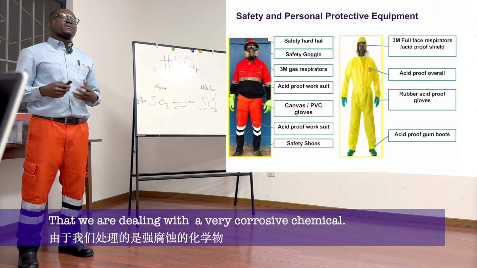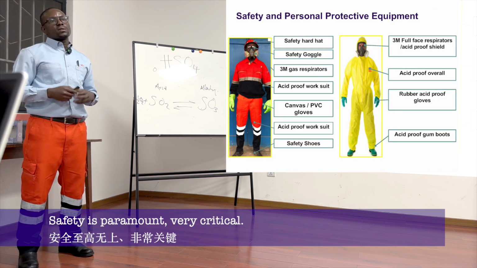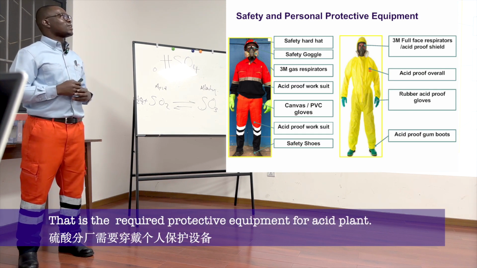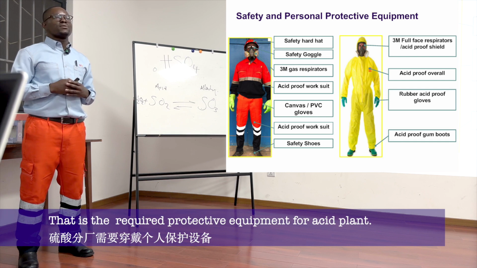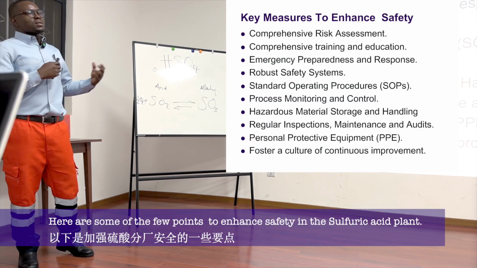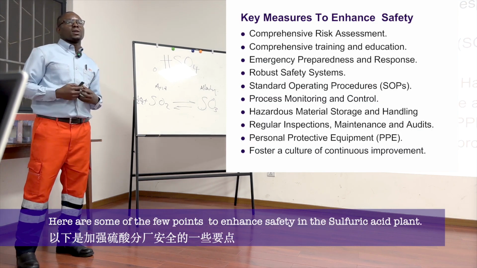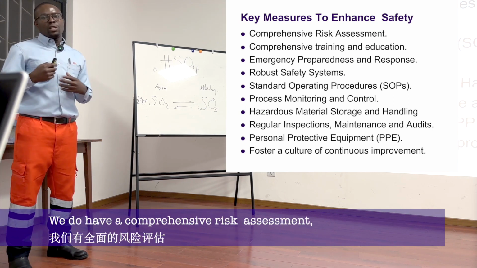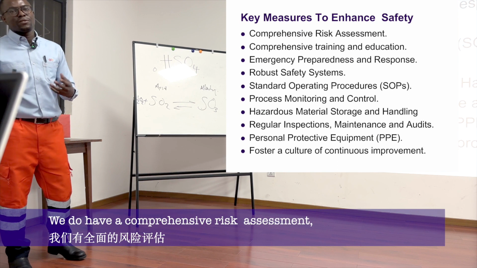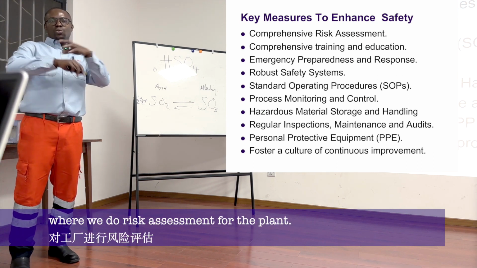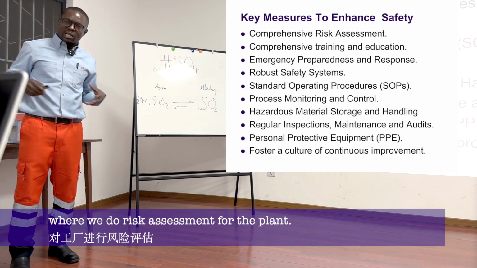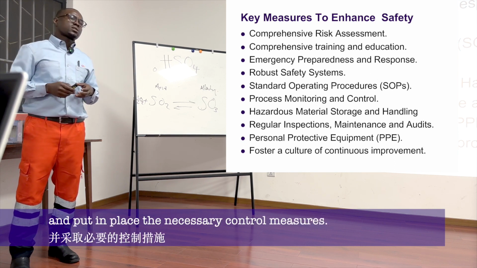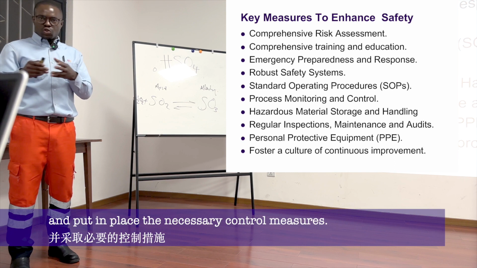We are dealing with a very corrosive chemical. Safety is paramount, very critical. That is the required protective equipment for acid plant. Here are some of the few points to enhance safety in sulfuric acid plant. We do have a comprehensive risk assessment where we do risk assessment for the whole plant. We identify the hazards that are there and put in place the necessary control measures.